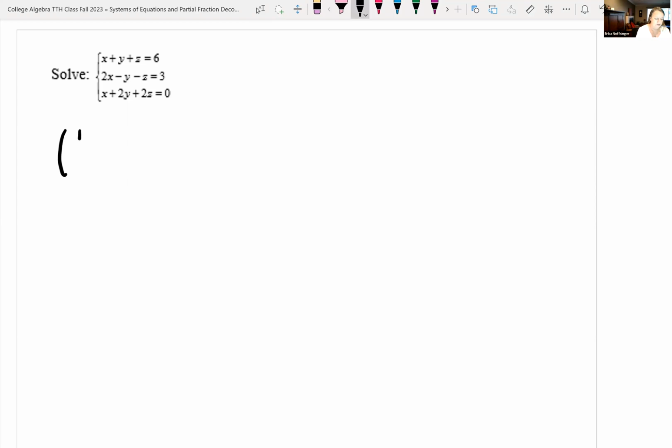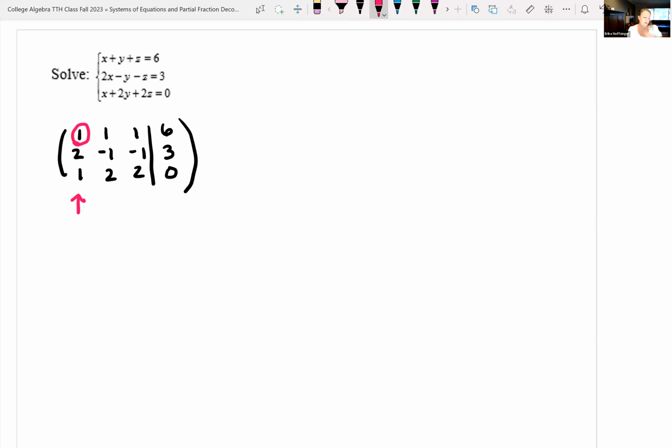we would have first row 1, 1, 1, vertical line 6. Second row is 2, negative 1, negative 1, 3. And our third row is 1, 2, 2, and 0. Working with our first column, we have our leading one where we want it. So we're going to use that leading one, use that row 1, to get zeros in the entries below.